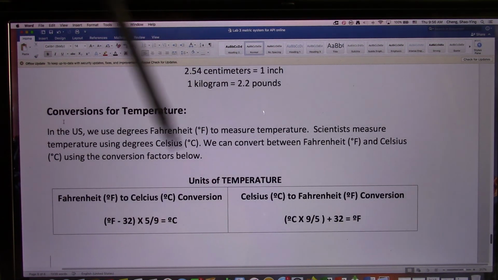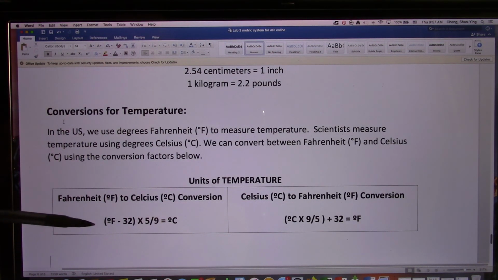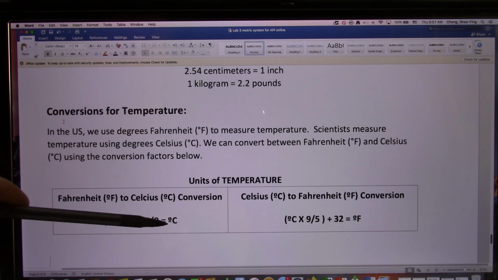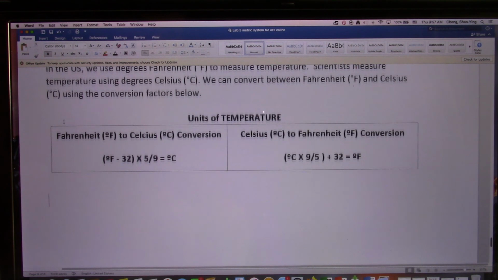And the last one is transfer the Fahrenheit into Celsius. So that's the equation. I can give you a Fahrenheit, you follow this equation, turn it into the Celsius. Or I give you a Celsius, it turns into the Fahrenheit. Okay, that's it.